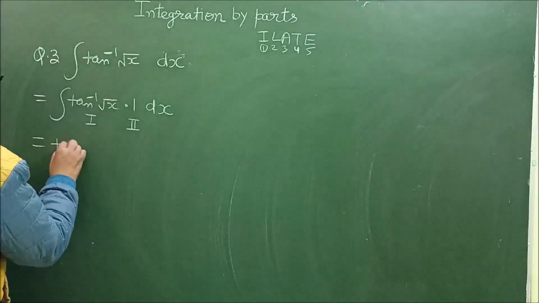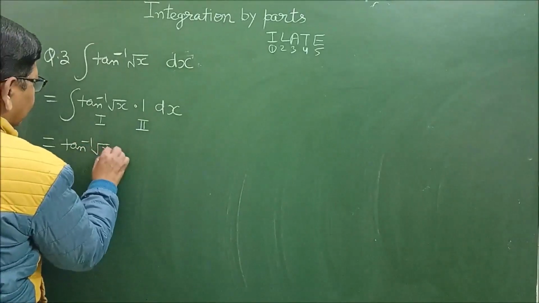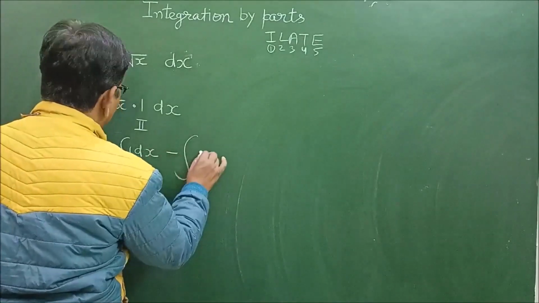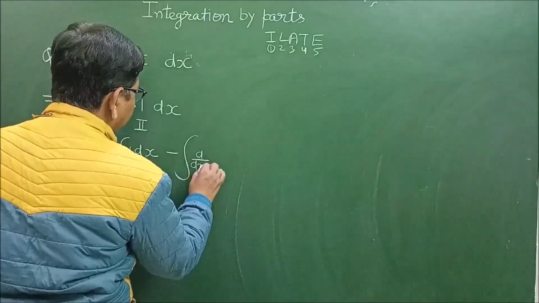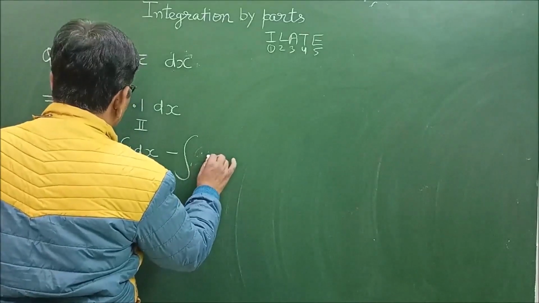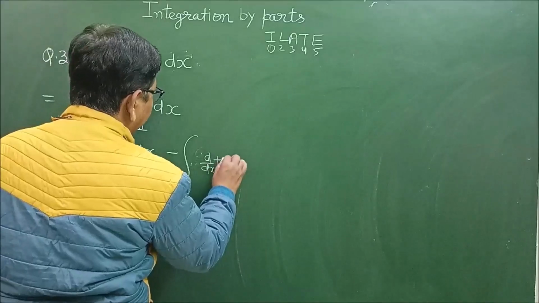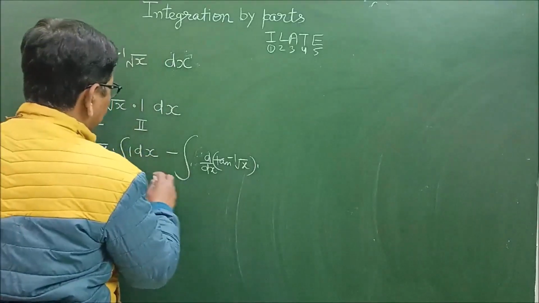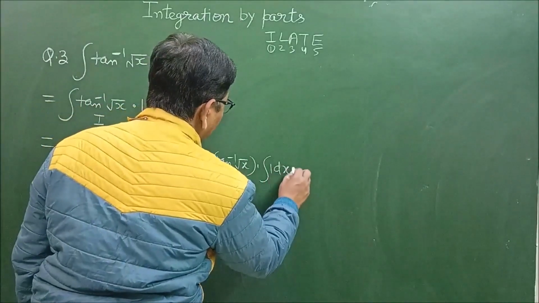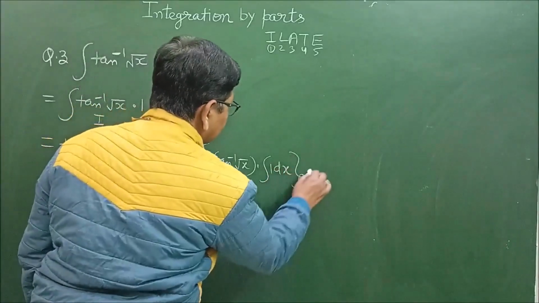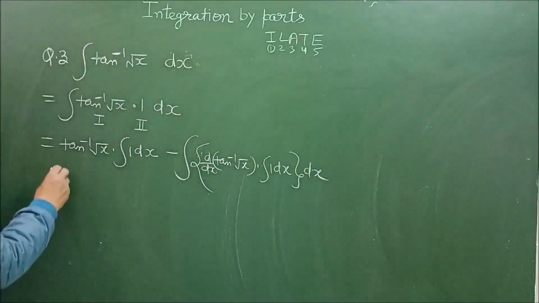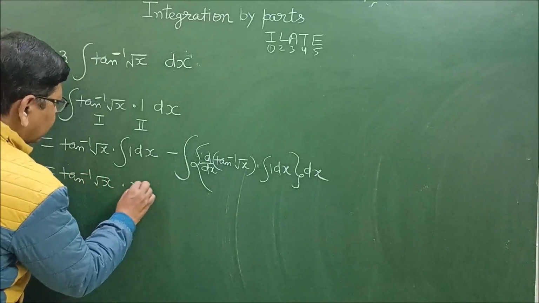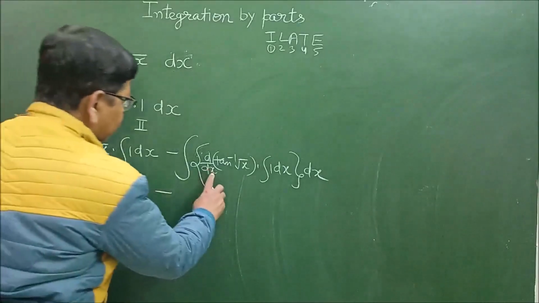Now first function tan inverse under root x, integral of the second function, that is 1 dx, minus integration of differentiation of the first function, d dx of tan inverse root x, into integral of 1 dx, and the whole integral.